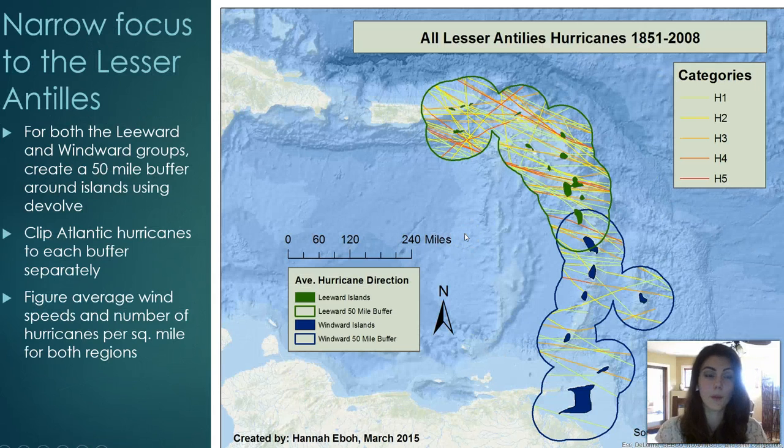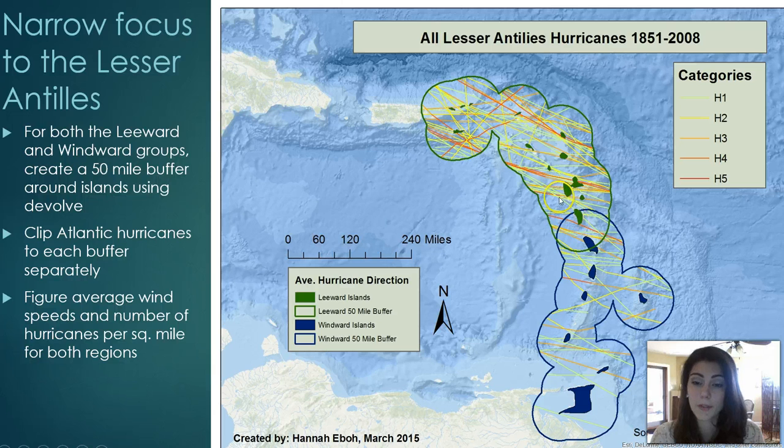Once I did that, I narrowed the focus to the Lesser Antilles. So I created a buffer for both the Leeward and the Windward Island groups, and I chose a 50-mile buffer because within 50 miles of a hurricane eye is where you're going to experience the strongest gale force winds. So I just wanted to focus on those most intense winds for the islands that were impacted.